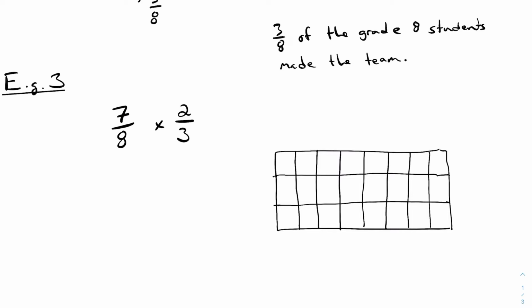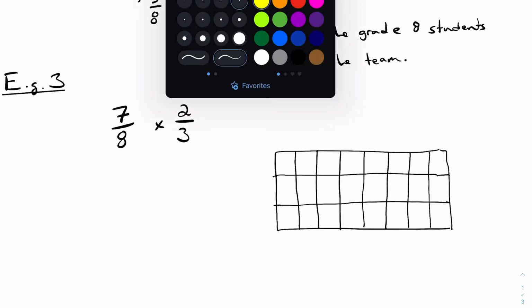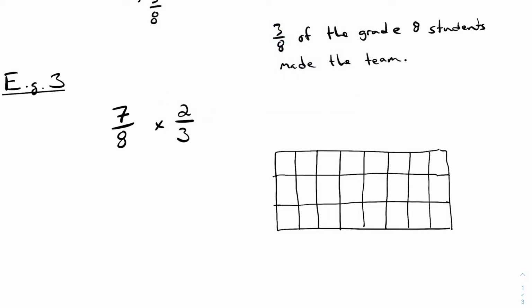Now let's put a couple colors to it. Make this a little bigger so I can shade a bigger area. So first one, 7/8. Let's notice that this is 8. So 1, 2, 3, 4, 5, 6, 7, 8. You can say the whole thing is 1, right? And then it's 7/8 of 1. So we're going to shade in 7 of the 8.